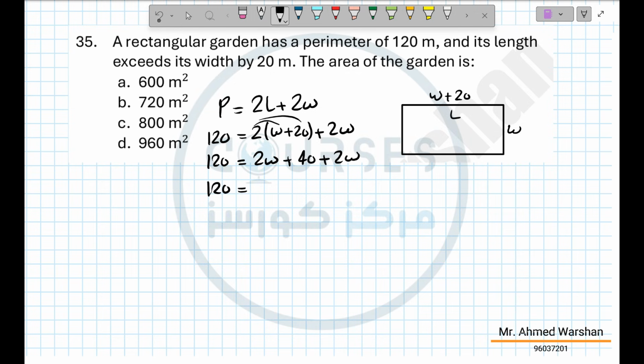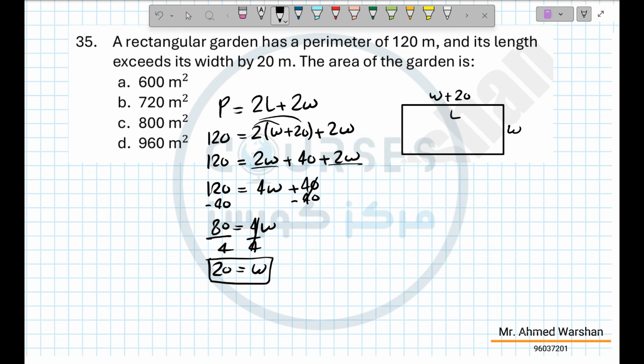So 120 equals 2W plus 2W, that's 4W, plus 40. Minus 40, minus 40. So 4W equals 80. Divide by 4, divide by 4. So W equals 20. So now we know that this is 20. The other one would be 20 plus 20, which is 40.